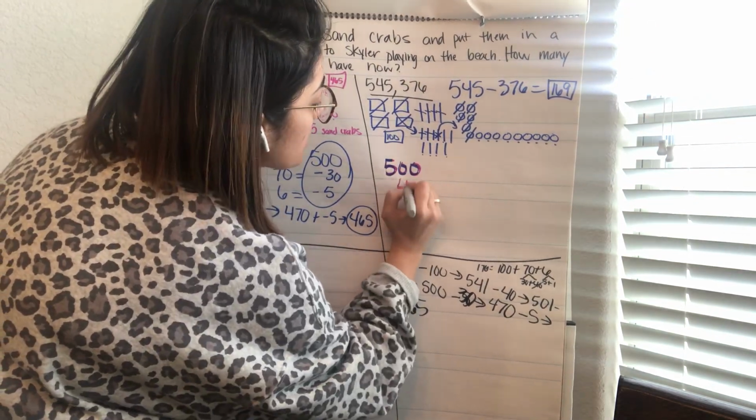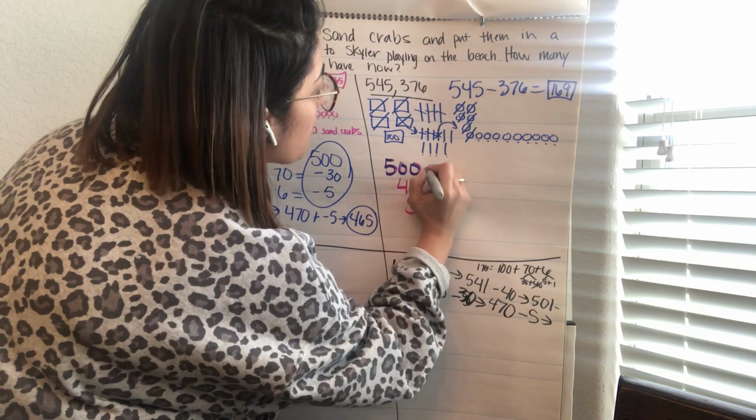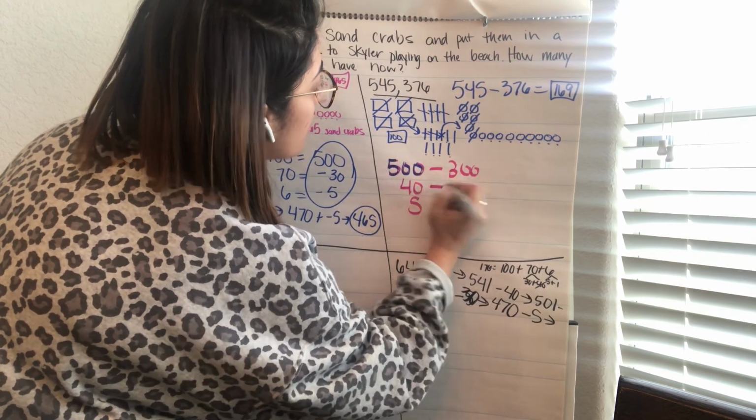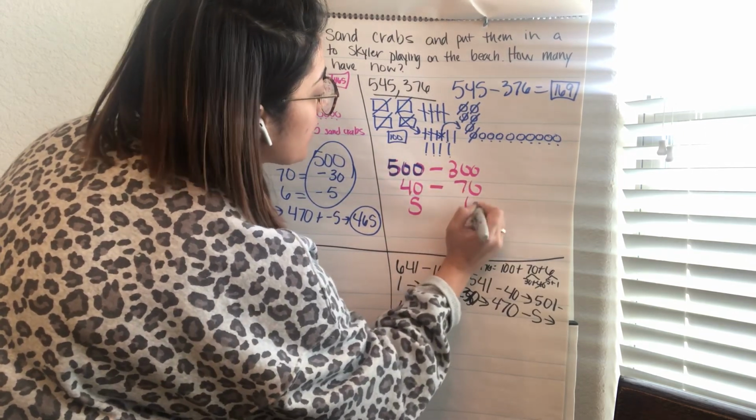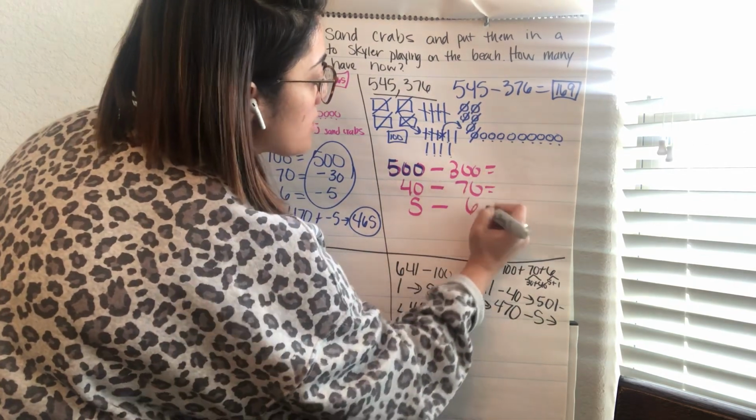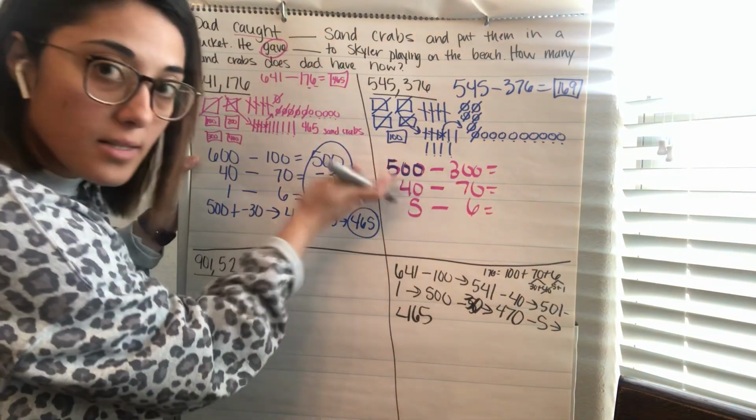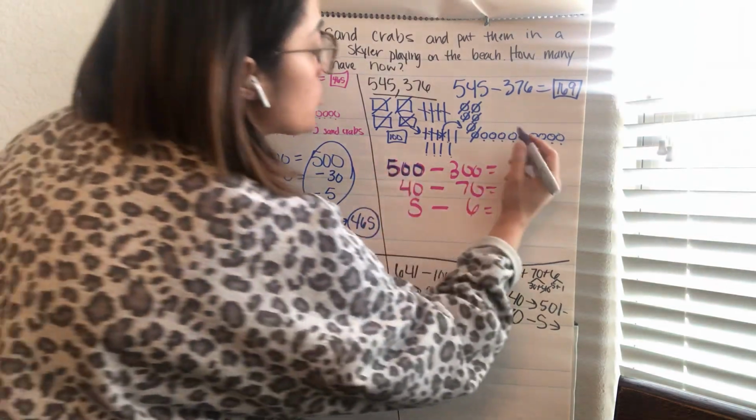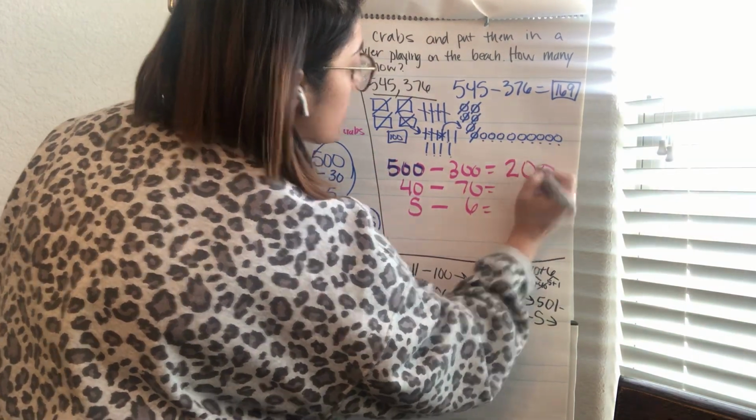500 plus 40 plus 5 minus 300 plus 70 plus 6. So I'm going to minus the hundreds, the tens, and then the ones. So 500 minus 300 equals 200.